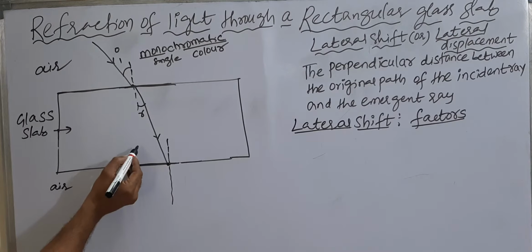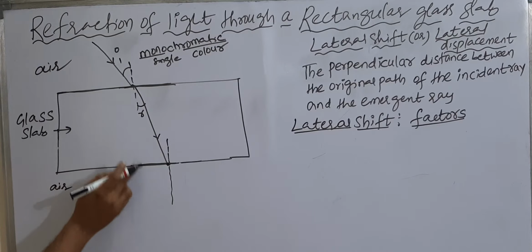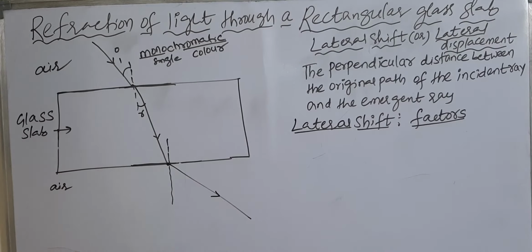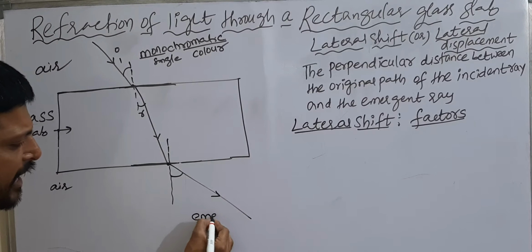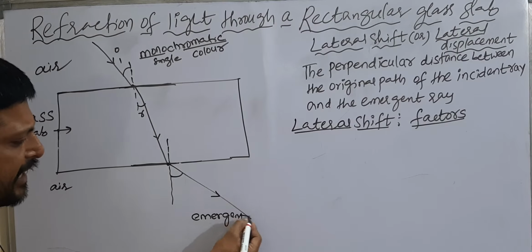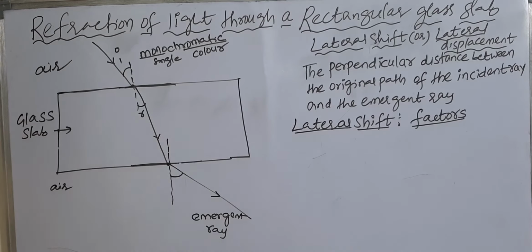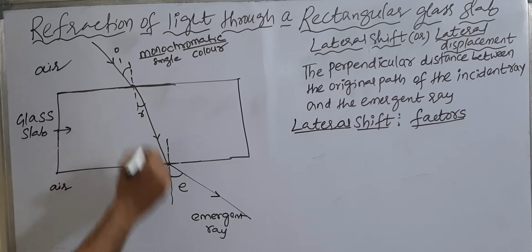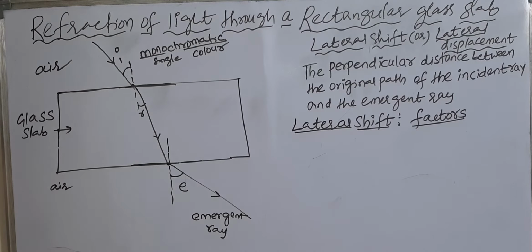Now the light ray is traveling from glass to air. Glass to air, so it bends away from the normal. This ray we can call the emergent ray. Finally it is emerging through the glass slab. So this is the emergent ray. It makes an angle with the normal. This angle we can call the angle of emergence.